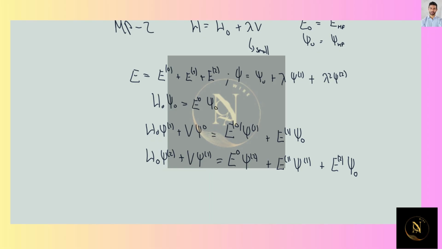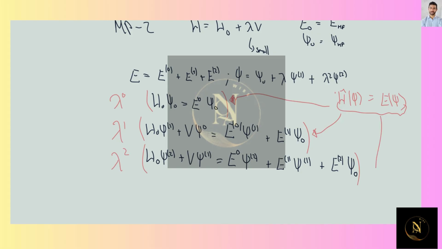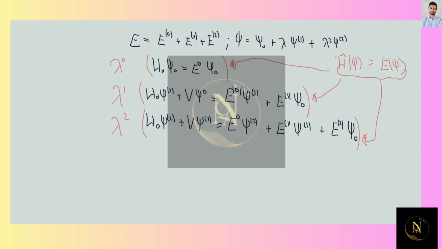So all of these terms are going to correspond to lambda to the 0, lambda to the first order, and over here lambda to the second order. This is going to come from the application of the Hamiltonian times the wave function being equal to the energy times my wave function. So collecting all of these terms, we're going to collect all of the zero order terms in the first equation, the first order terms in the second one, and the second order terms in this third equation, which is going to give us the possible solutions.